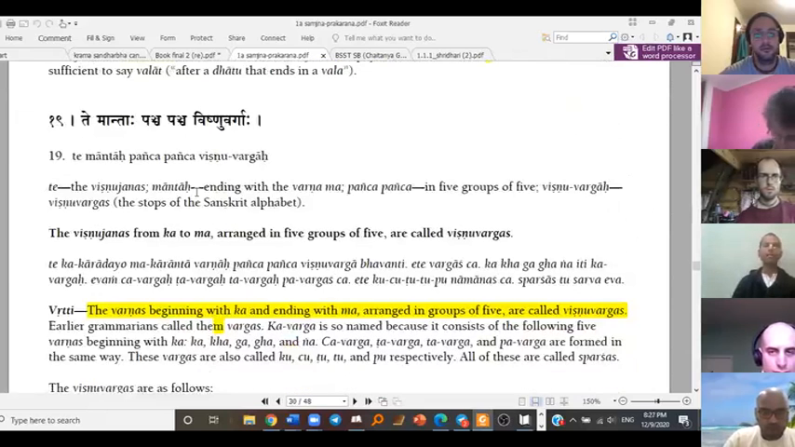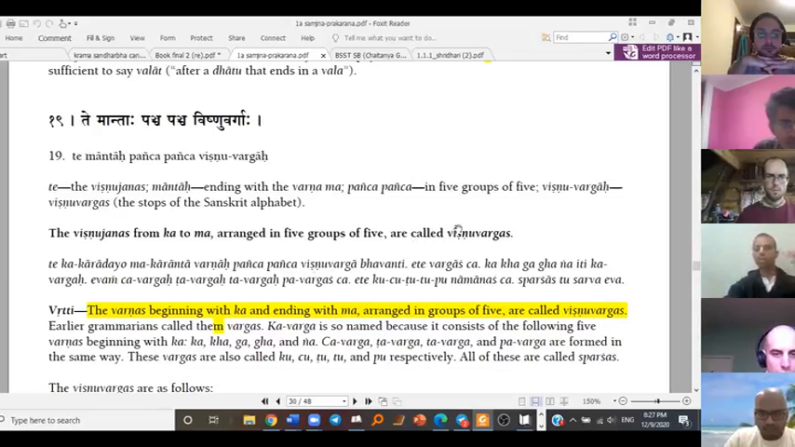Te māntāḥ pañca viṣṇu-vargāḥ. The viṣṇu-janāḥs from ka to ma, which are 25 in number, when they are arranged in 5 groups of 5 each, are known as viṣṇu-vargas. Each group is known as varga, and all together they are known as viṣṇu-varga.